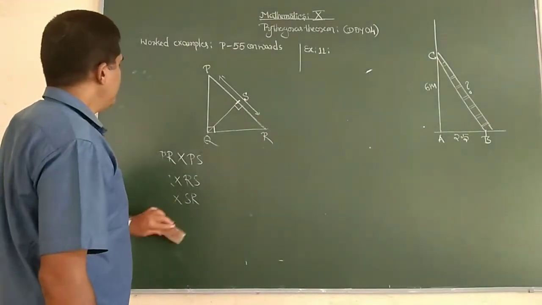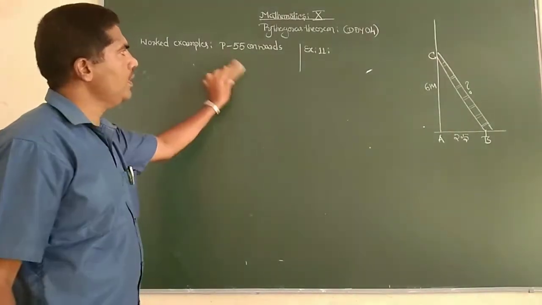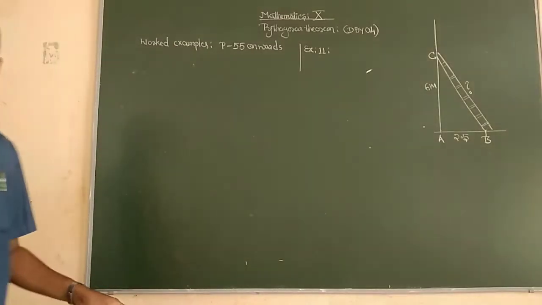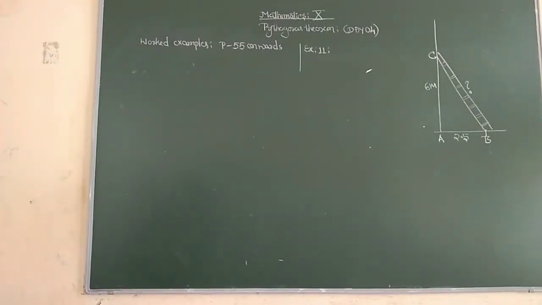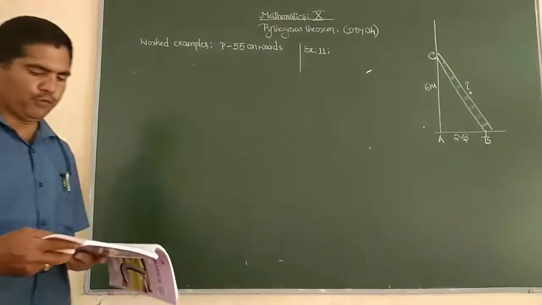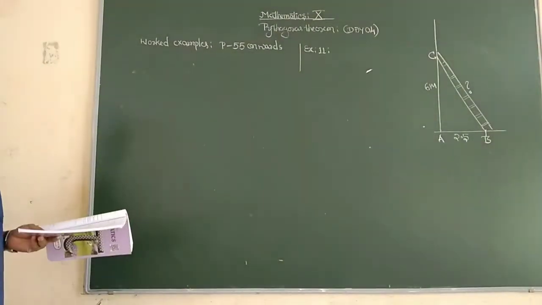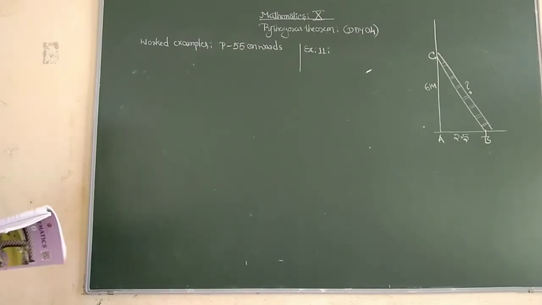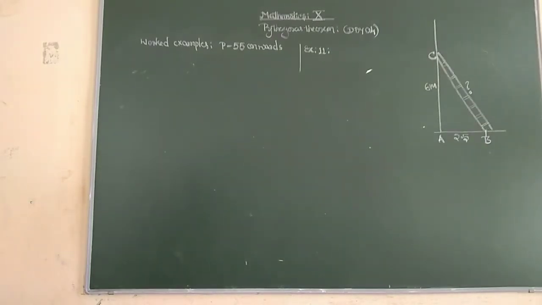So then coming to example 11. In example 11, what do they say? A ladder is placed against a wall such that its foot is at a distance of 2.5 meters from the wall and its top reaches a window 6 meters above the ground. Find the length of the ladder.